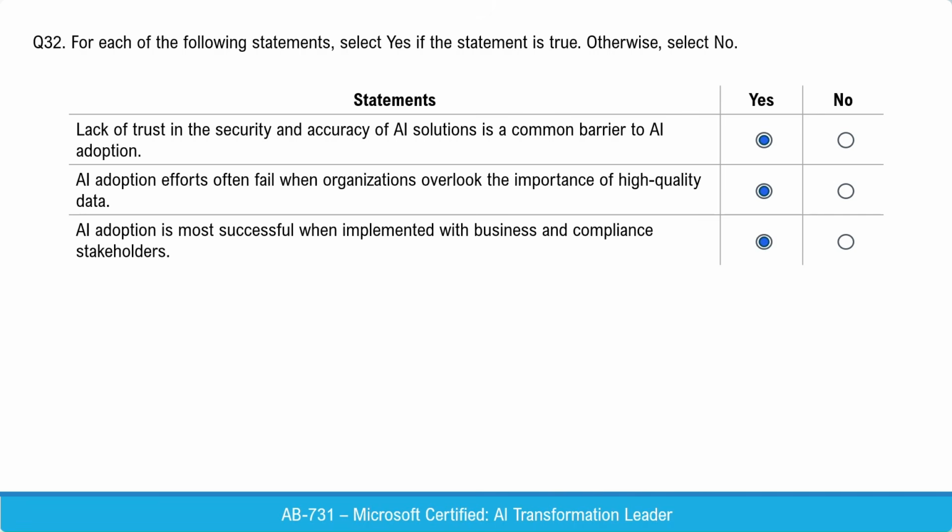Third statement, AI adoption is most successful when implemented with business and compliance stakeholders. This is true as well. AI adoption works best when business, technical, and compliance teams work together. Business teams define the problem, technical teams build the solution, and compliance teams ensure it meets regulatory and ethical standards. When all three come together, AI adoption becomes much more successful. So, all three statements are indeed true.